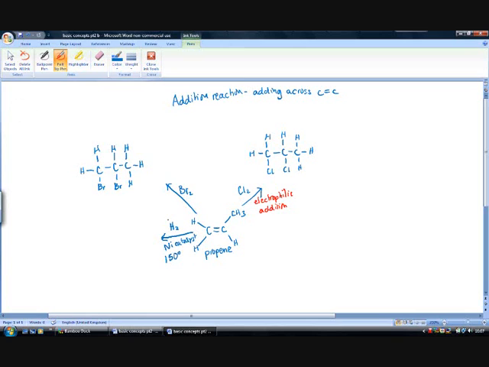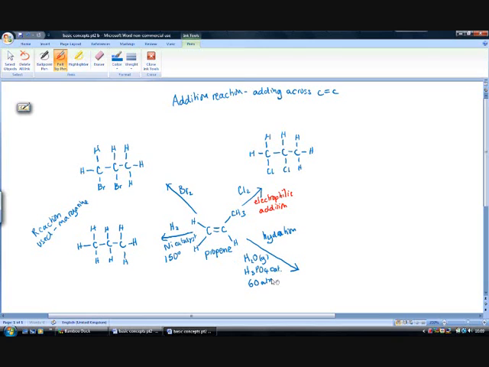Another one is the hydrogenation of propene. You need a nickel catalyst for this, and 150 degrees Celsius. And the hydrogen just adds across the carbon-carbon double bond and produces a saturated alkane, in this case propane. Now this reaction is used in the manufacture of margarine, where you take unsaturated vegetable oils and hydrogenate them, and they turn into saturated compounds which are spreadable.